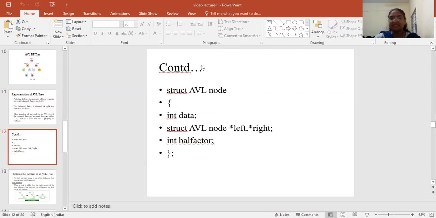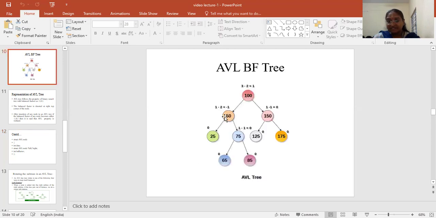Here, in the AVL node, we should take the value for the data, means the data of the particular node. Take one node and take the data of that particular node. In that node, compulsorily we need to have the address of the left tree and the address of the right tree. Address in the sense either it is the left side or the right side. Address will be giving that information.